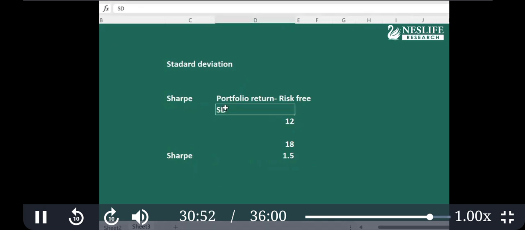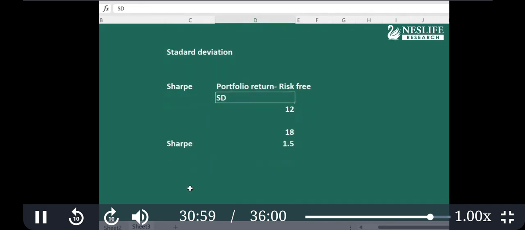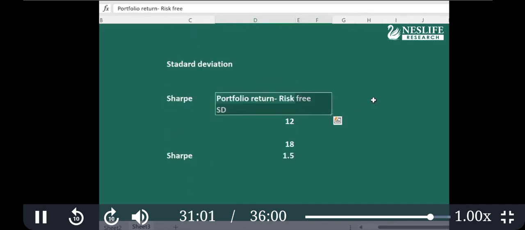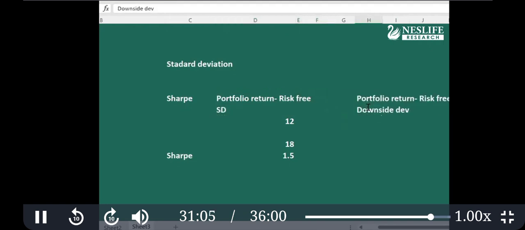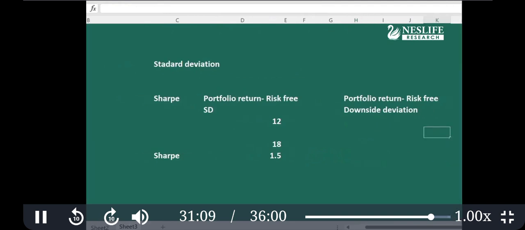Here, standard deviation is the total deviation of all the returns. In case of the Sortino ratio, this is the same. I'll put the same here, but the denominator is downside deviation. The rest is the same. What is same? The numerator. This is for Sortino. These are the names of people, Sharpe, Sortino. So Sortino ratio is portfolio return minus risk-free return divided by downside deviation.